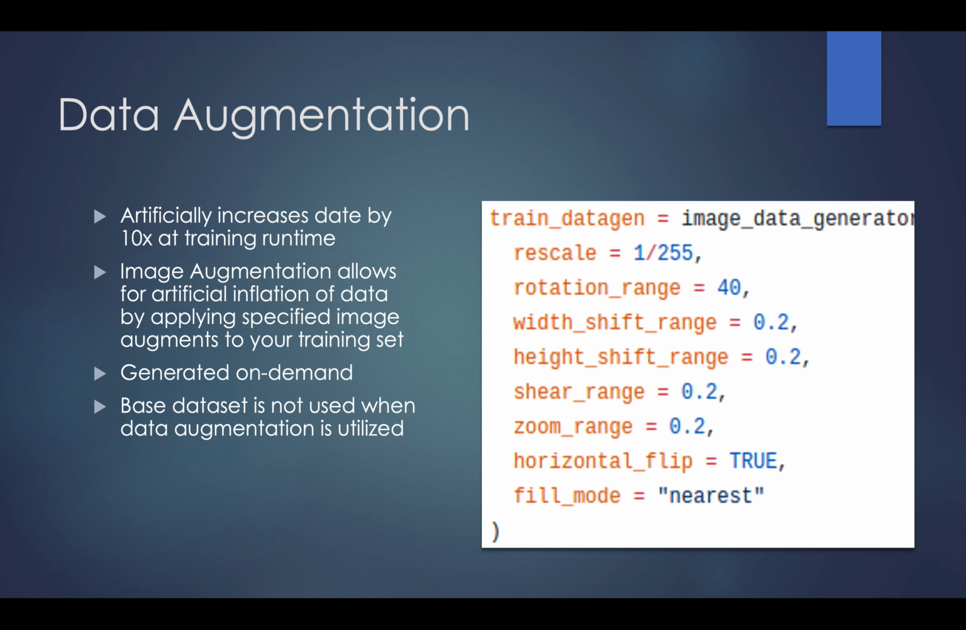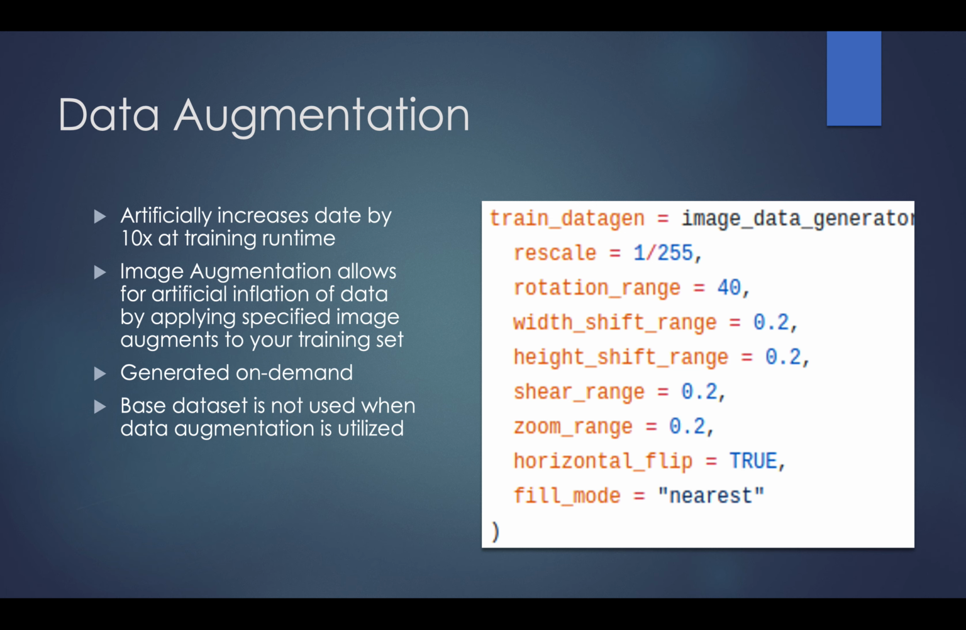An interesting thing though with data augmentation is you actually don't use the original images, you only use the augmented images. And those images are generated on demand at training, so they're never sitting on disk or anything like that, only in memory, and then they go away when they're no longer needed.